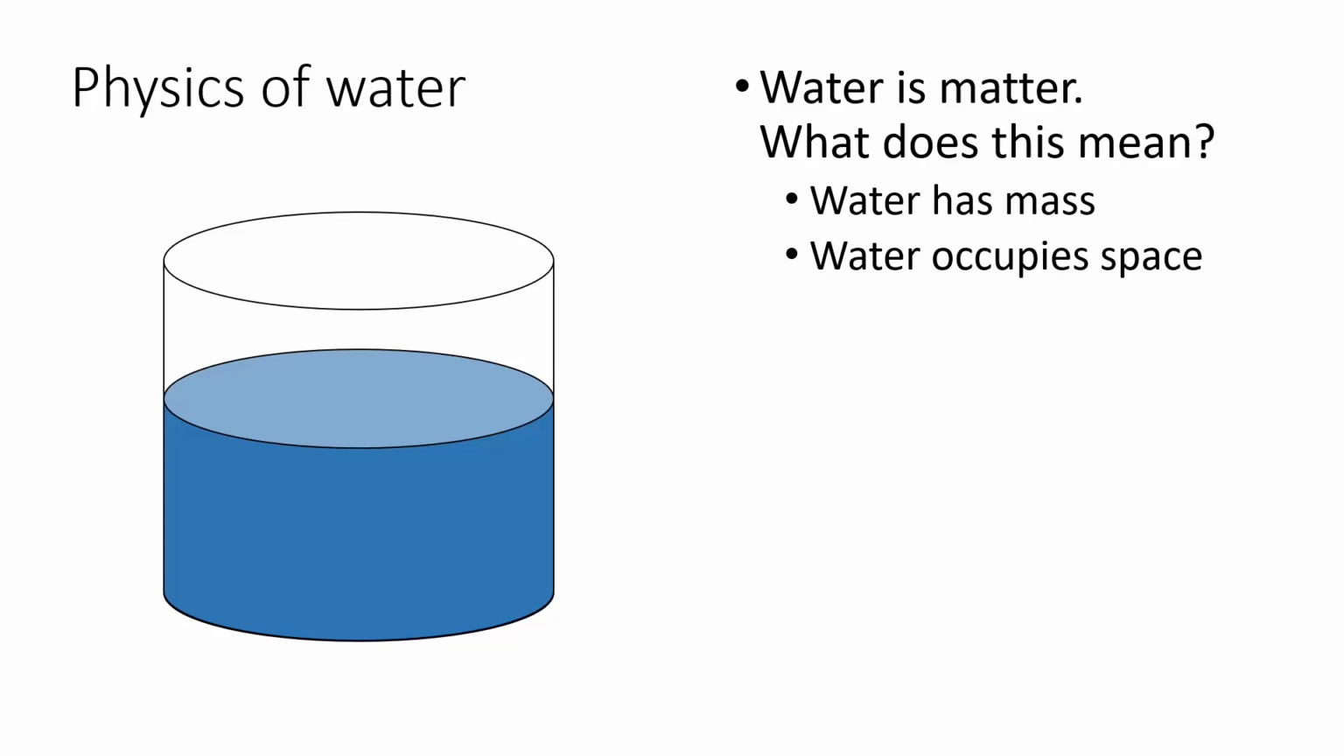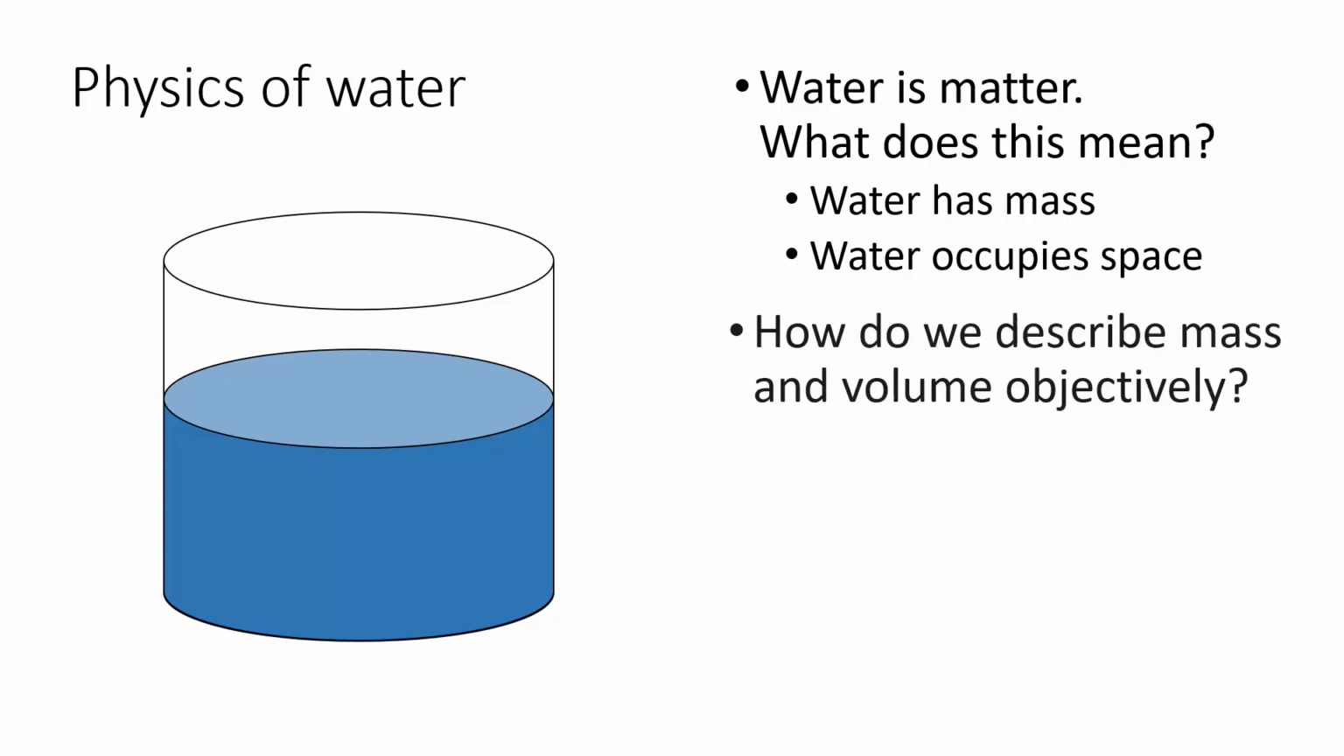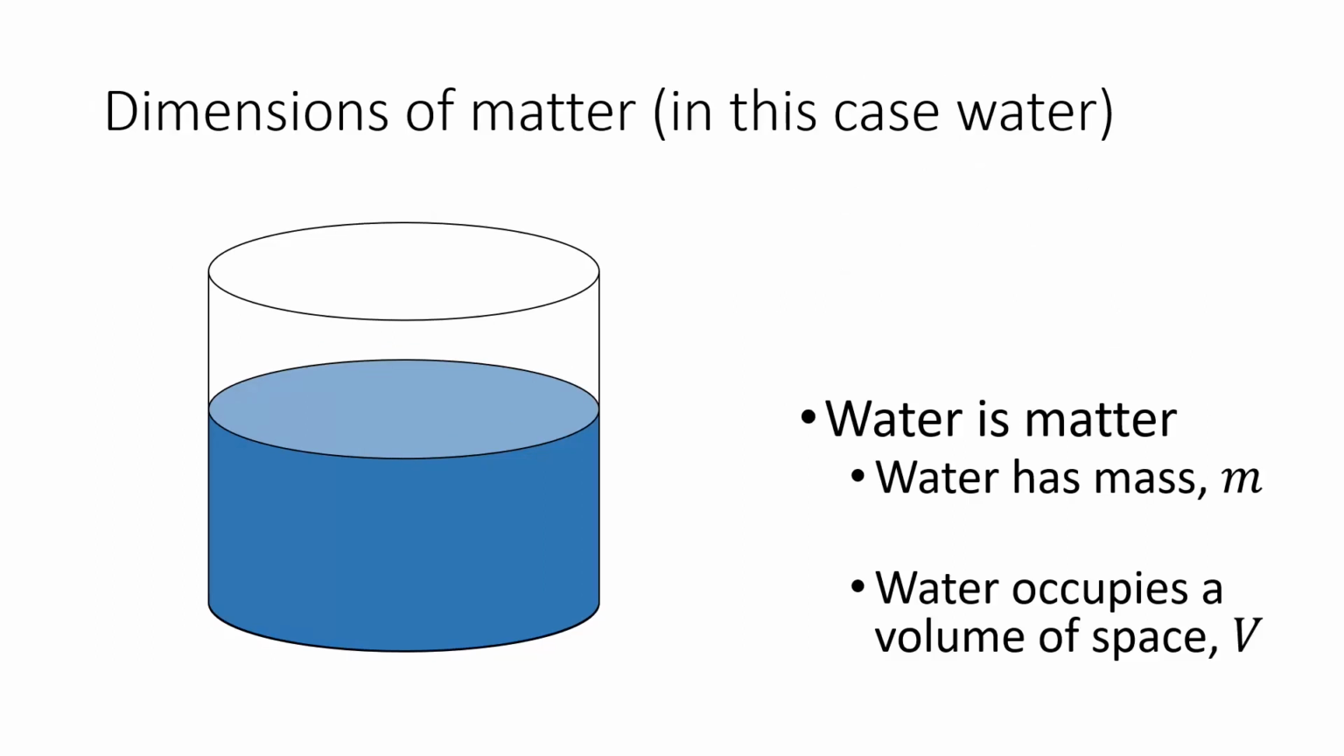We have an idea of what mass is based on gravity. We can measure how much space the water takes up using various techniques. But how do we go about describing mass and volume objectively? In other words, when we try to put numbers on these things, how do we all understand what those numbers mean? Well, the first step is to understand the dimensionality of those variables.